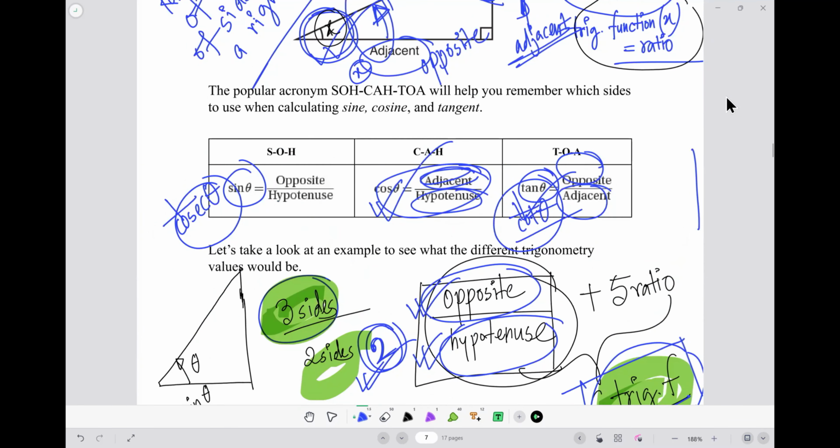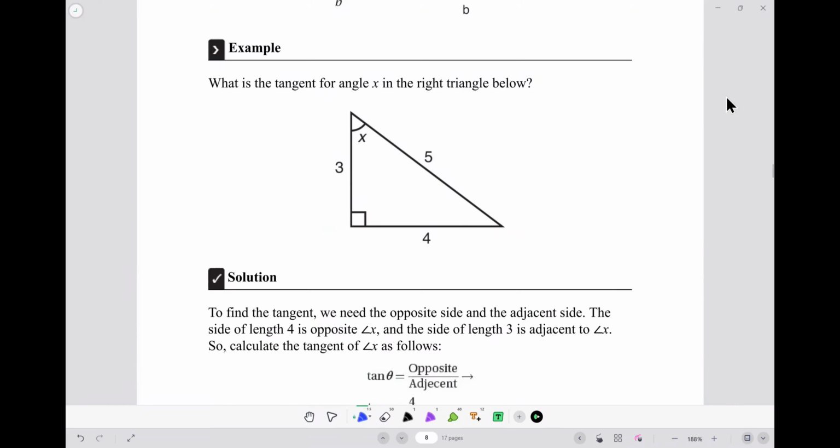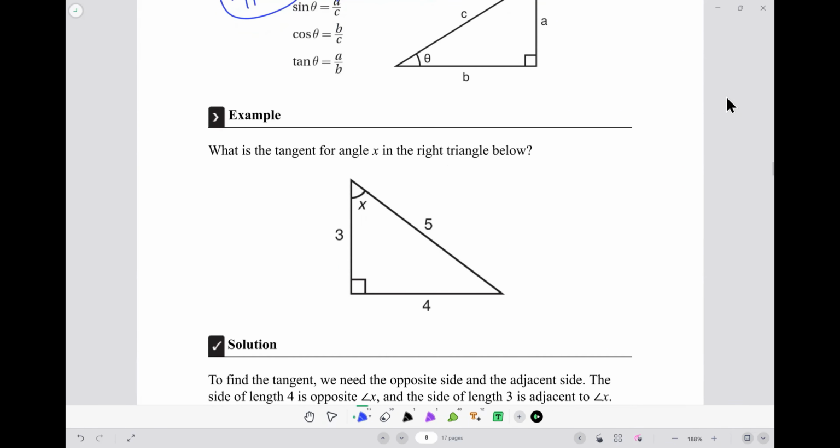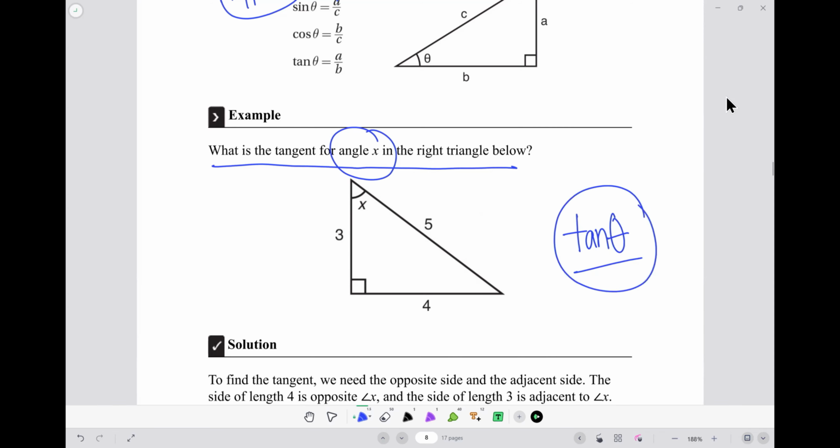Okay, all right. So this is basically what trigonometry talks about. Very simple. Let's do an example. What is the tangent for angle x in the right triangle below? You can take any kind of trigonometric function that you're really interested in, but for simplicity, I'm just thinking about the tangent function, because I love the tangent function.